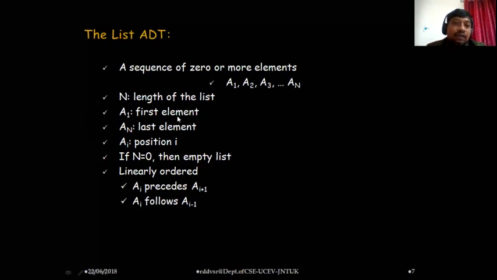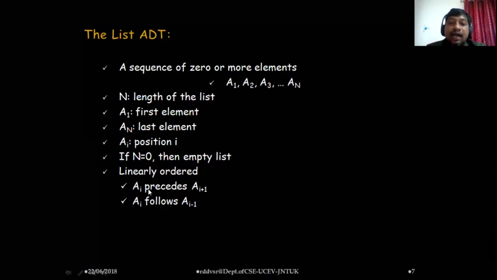A1 is the first element, and A with subscript n is the last element. Ai is the ith position element. A of 3 means it's the third element, A of n means the nth element, A of 1 means the first element. If n equals 0, then the list is empty, there are no elements. And all these elements are linearly ordered. Ai precedes Ai+1, and Ai follows Ai-1.